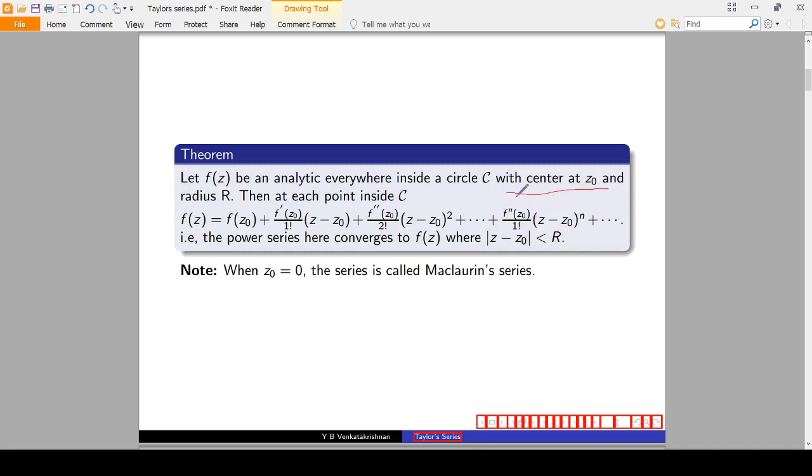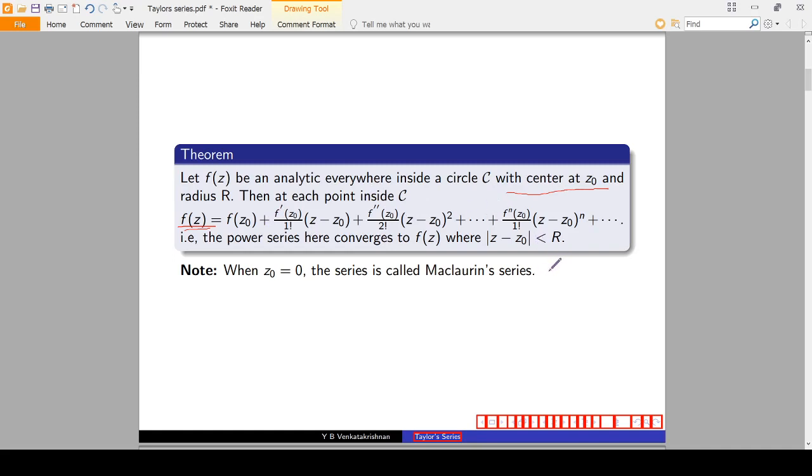I am not going to discuss the proof of this. This you can see in any standard textbooks. But we will see certain examples of how to expand a function f of z about a particular point. And this expansion looks similar to the Taylor series expansion of a real valued function.